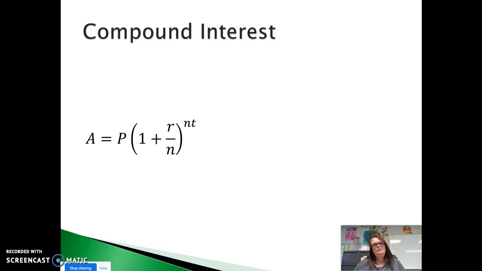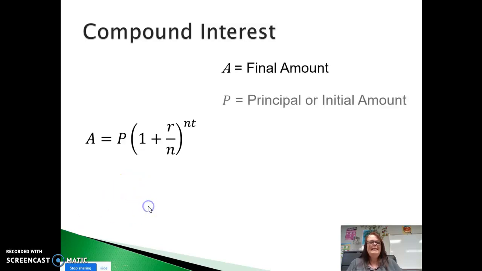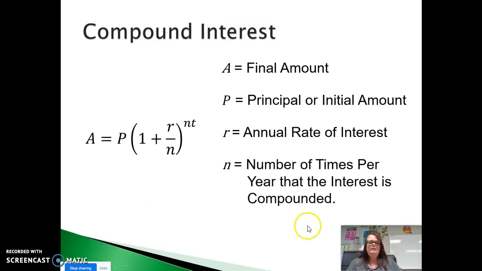So the next one is called compound interest. So this is saying that my A is my final amount, P is my principal or my initial amount, R is going to be my annual rate of interest as a decimal, N is going to be the number of times per year that the interest is compounded. And then T stands for time in years. So it's important that that's in years.